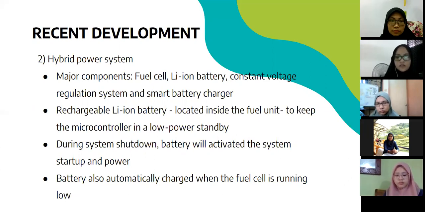During system shutdown, the battery will activate the system startup and power. And when the fuel cell is running low, the battery will automatically charge, and when it reaches a certain voltage, the internal battery charging circuit will automatically stop charging. That's all from my part. I will pass to the next presenter.